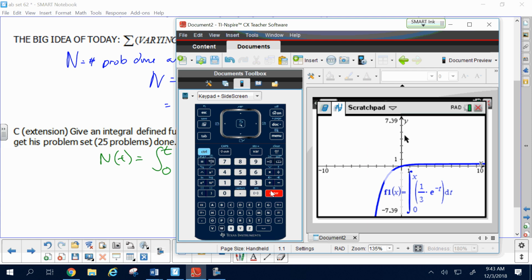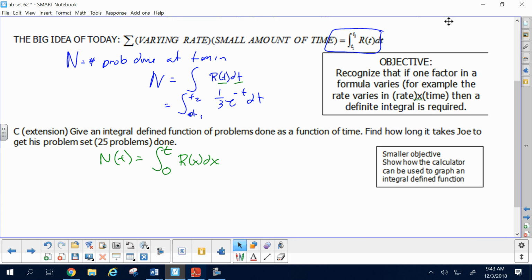All right, so now that we have that integral defined function, we could answer any question. So for example, this question says, given an integral defined function, find the integral defined function of problems done as a function of time. Boom, we've done that. Find how long it takes Joe to get his problem set, 25 problems done. How would you answer that second part of the question? When does he get 25 problems done?